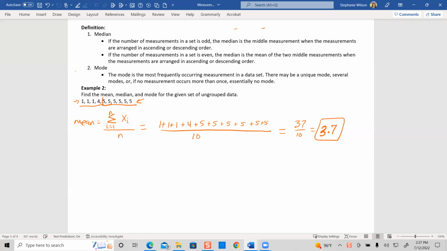So what I'm going to do is take the two middles, add them together, and divide by 2. And that is my median. My mode here is 5, because 5 occurs the most in this. So that's all there is to that.